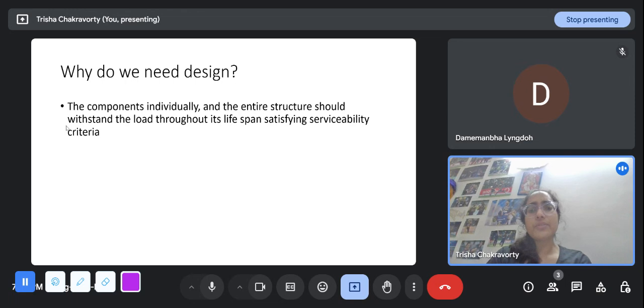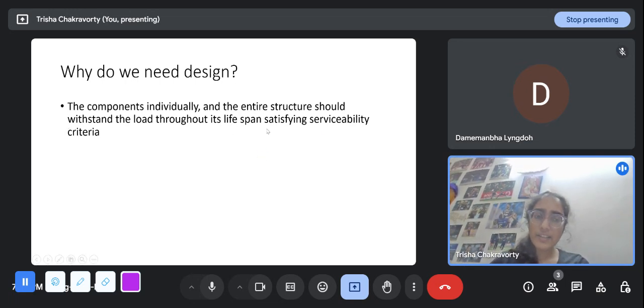Why do we need design? The components individually and the entire structure should withstand the load throughout its lifespan, satisfying the serviceability criteria. The serviceability criteria, as I keep saying, has to do with the permissible deflection. That may seem unimportant compared to collapse criteria, but it is still a very important criteria. And the lifespan of a structure has to be defined before it is designed. It could be 50, 60 years, 100 years, 150 years.